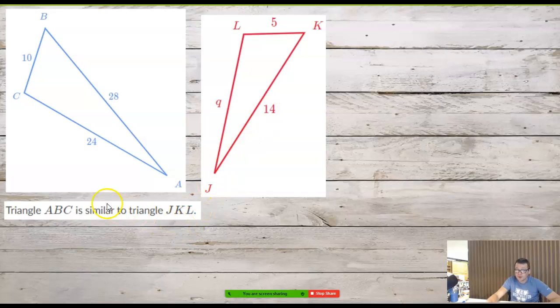Also, the order they give it to us in should tell us what sides match. So by them saying A, B, C is similar to J, K, L, A, B should match your J, K because order matters. So A, B being 28 would match my J, K being 14, and our scale factor here would be either 1/2 or 2, depending on which way you're going, right? That common ratio scale factor. So then we can use that to solve for Q.